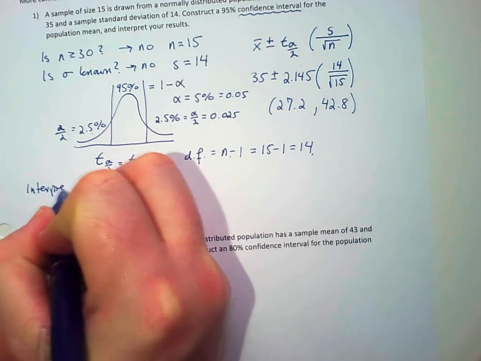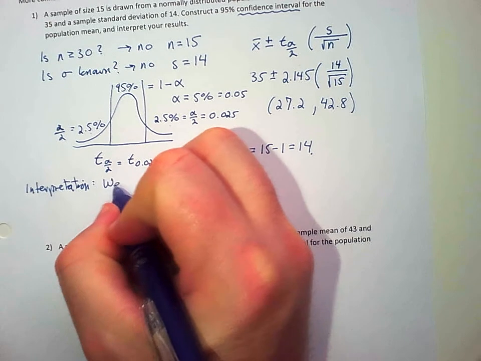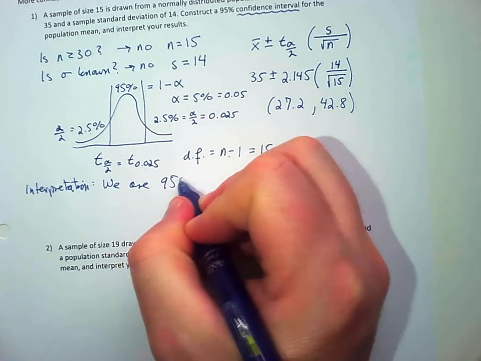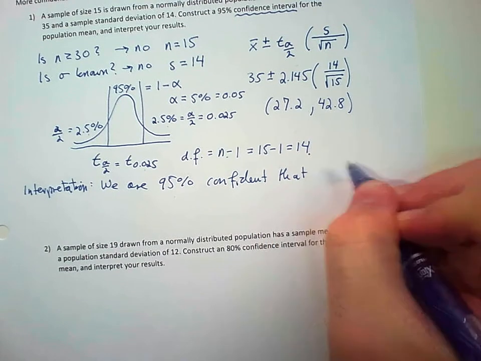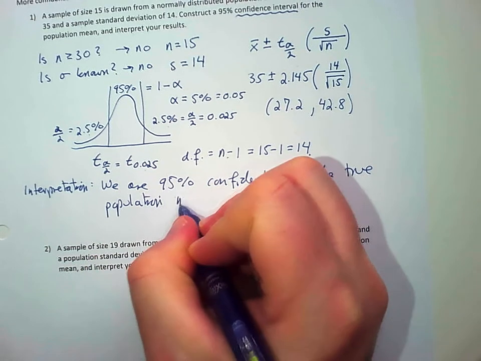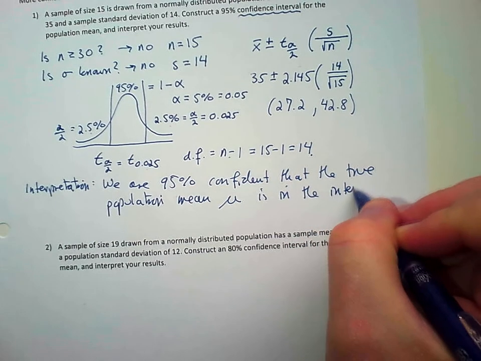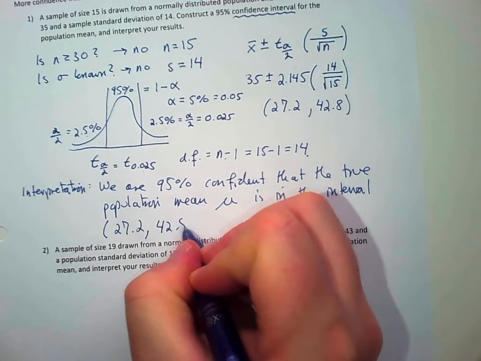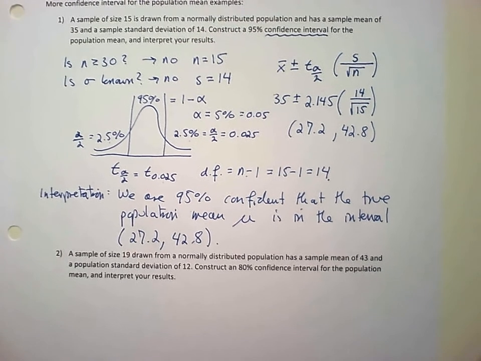Lastly, as always, we're going to provide an interpretation, and our interpretation is: we are 95% confident that the true population mean mu is in the interval 27.2 to 42.8. And there we have it.